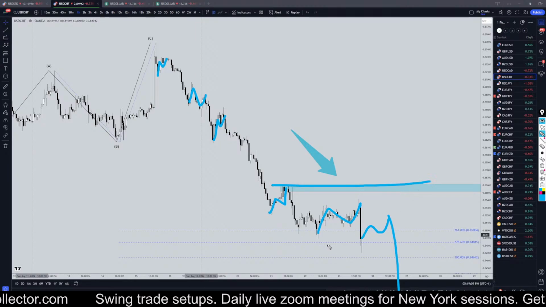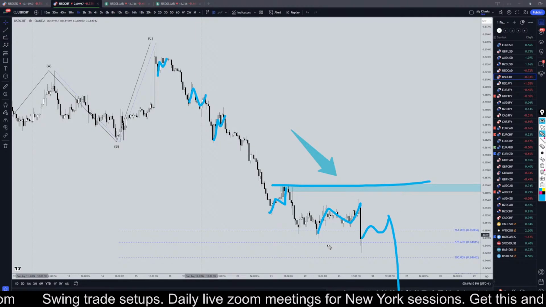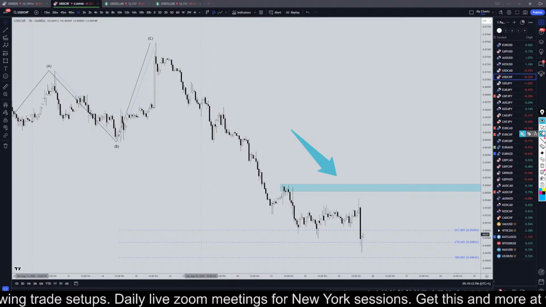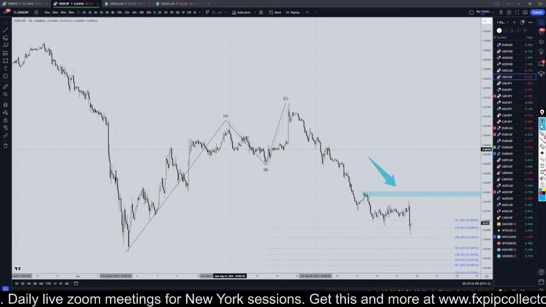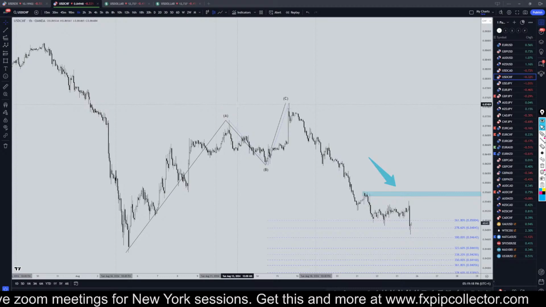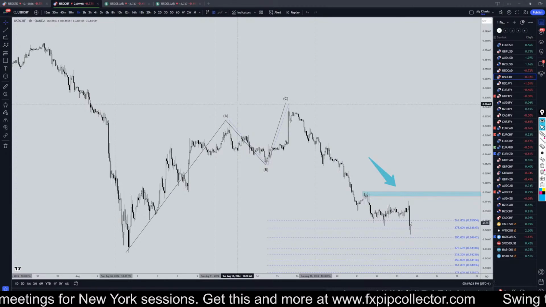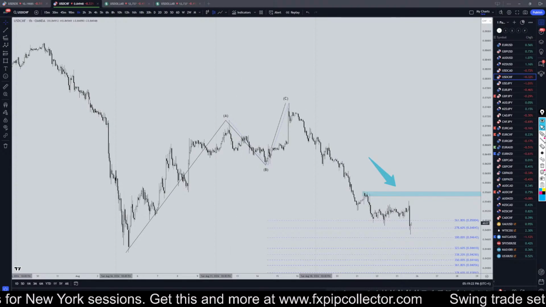Unless it breaks structure to the upside, I would be doing nothing but looking for shorts on these shorter time frames. So yeah, definitely looking for shorts in a downtrend. When the trend is over, the market will prove the trend is over. And until that happens, I will definitely be trading with the trend.